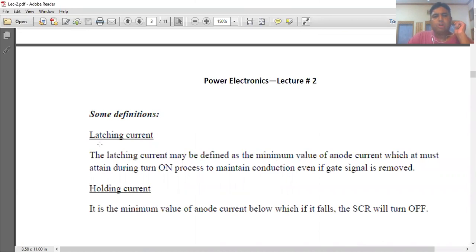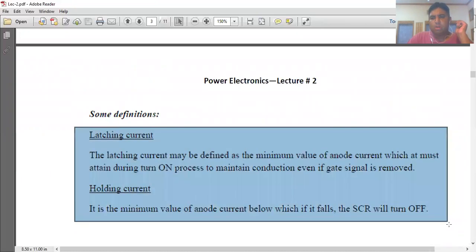Some definitions of latching current and holding current we have already defined in the last lecture. I'm just discussing it again because it is written in a clearer form here. The latching current may be defined as the minimum value of anode current which it must attain during the on process to maintain conduction even if the gate signal is removed. So the minimum amount of anode current which a thyristor has to maintain even if the gate signal is removed is called latching current, and holding current is basically the minimum value of anode current below which the SCR will turn off. The holding current is slightly less than the latching current.